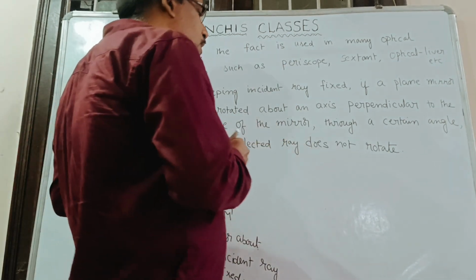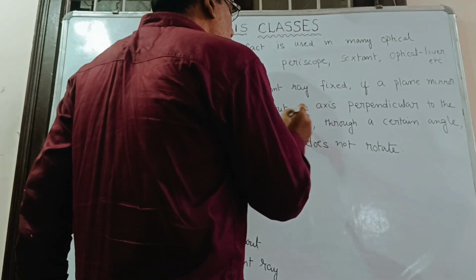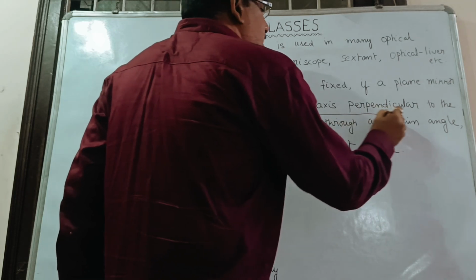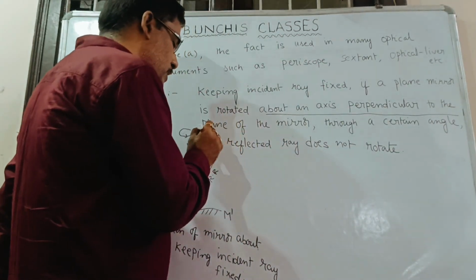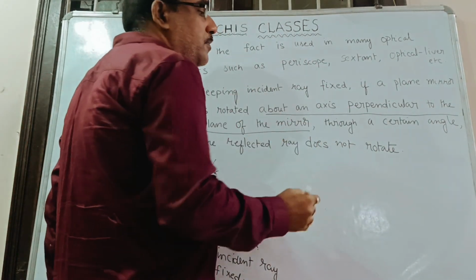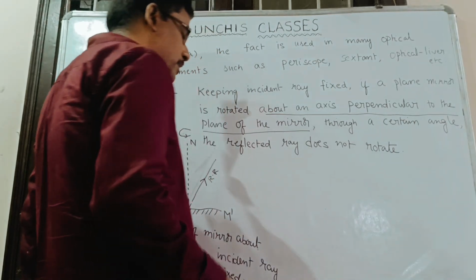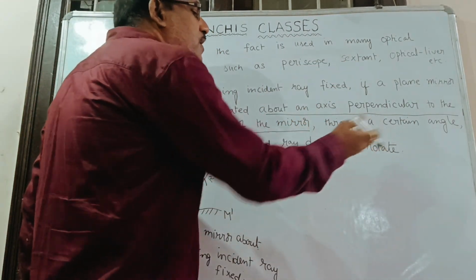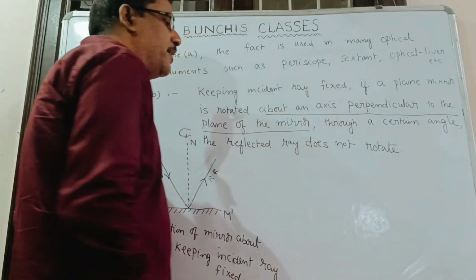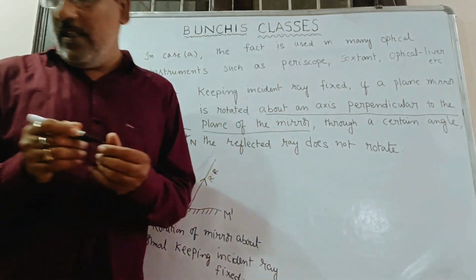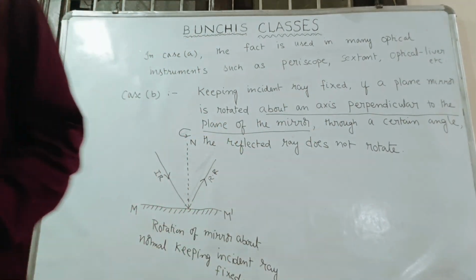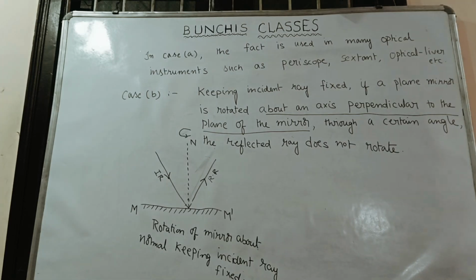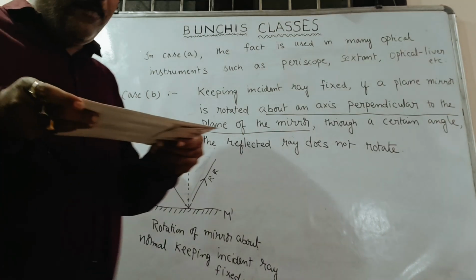Observe this. We have rotated the mirror about an axis that is perpendicular to the plane of the mirror through a certain angle. Then the reflected ray does not rotate. It will not affect anything. Let us observe this case. In this case, you just think that this is a plane mirror.